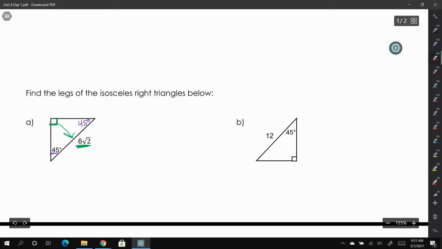So then I can take my hypotenuse and divide it by the square root of 2. These would cancel, and you're left with 6. So each of these legs are 6 units long. And you could verify that. You could use the Pythagorean Theorem and say, does 6 squared plus 6 squared equal 6 times the square root of 2 squared? You could always verify doing that.